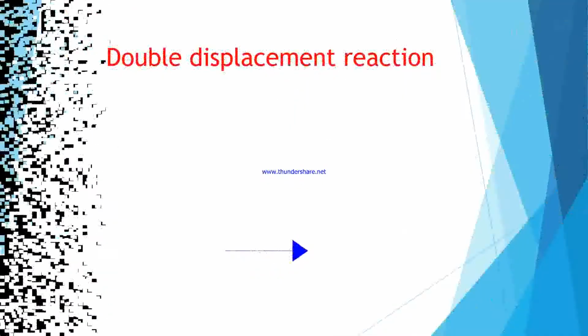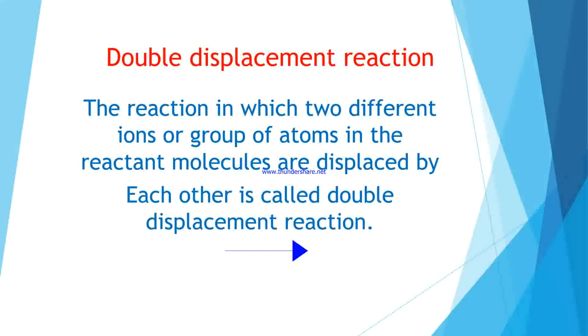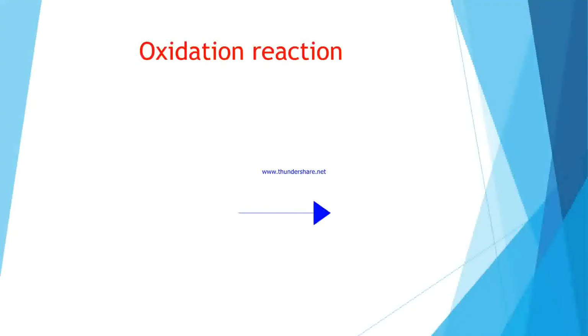The other type of reaction is the double displacement reaction. In this, two different ions or groups of atoms in the reactant molecules get displaced, and this is known as a double displacement reaction. The equation is when barium chloride reacts with sodium sulfate, it results in the formation of barium sulfate along with the salt sodium chloride. So here the ions get displaced, hence it is known as a double displacement reaction.